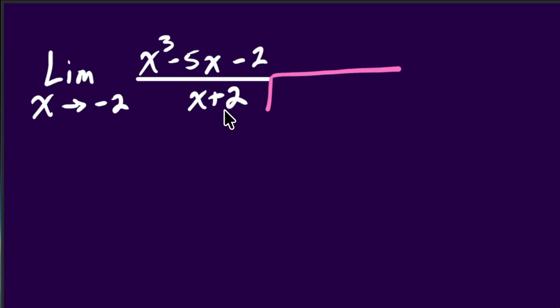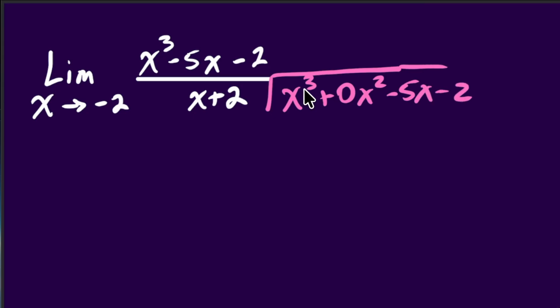One, you could drop the dividend into the box, but when you do that, you have to remember to add 0 for the x squared term. The other way to do this is to use synthetic division. So if you're going to use synthetic division, you look at the divisor, you set that equal to 0, you solve for x, you get -2. It's -2 that goes into this little box here.